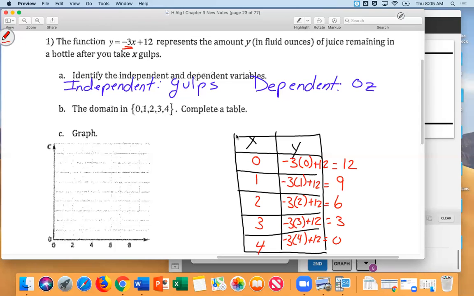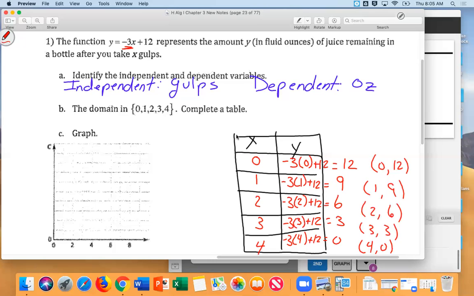Now, I need to graph these points. Each of these corresponds to a point. 0, 12. 1, 9. 2, 6. 3, 3. And 4, 0. What I'm going to do is I'm going to come over to my coordinate plane and I'm going to plot them. 0, 12. So let's see where that's going to be.